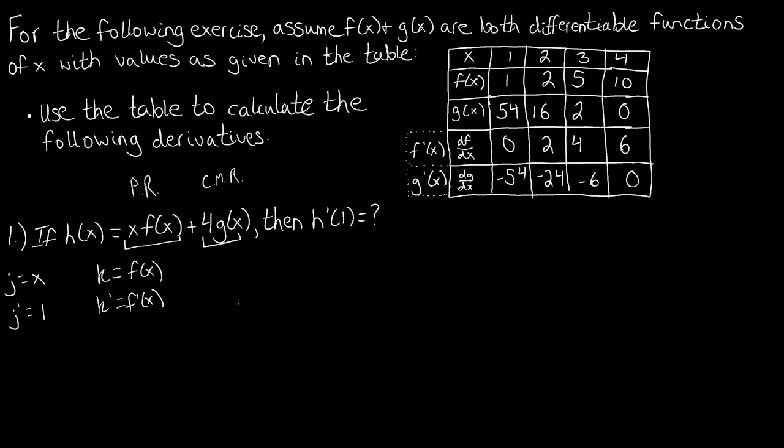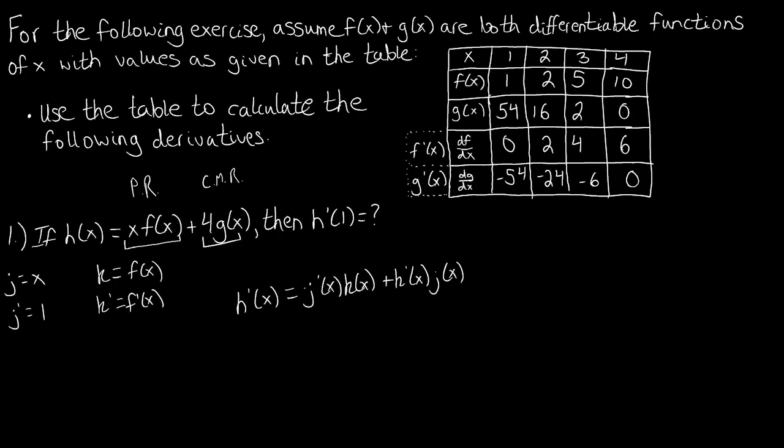So what h prime of x will look like is we're going to use the product rule for this piece, and then the constant multiple rule for this piece. So let's worry about plugging in things for the product rule first. So how the product rule is going to look, I'm going to kind of write it down, and then we're going to plug things in to what we know. So the first bit is going to be j prime of x times k of x plus k prime of x times j of x. Right?